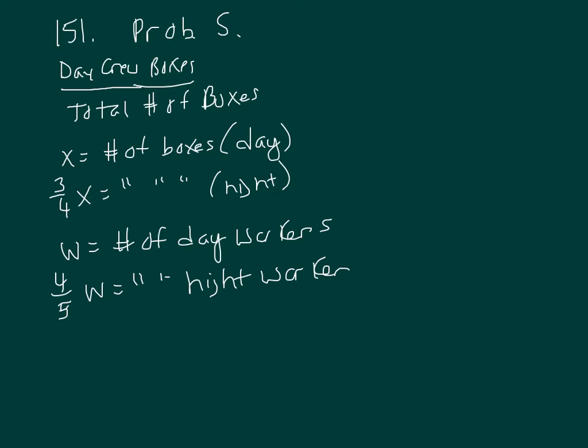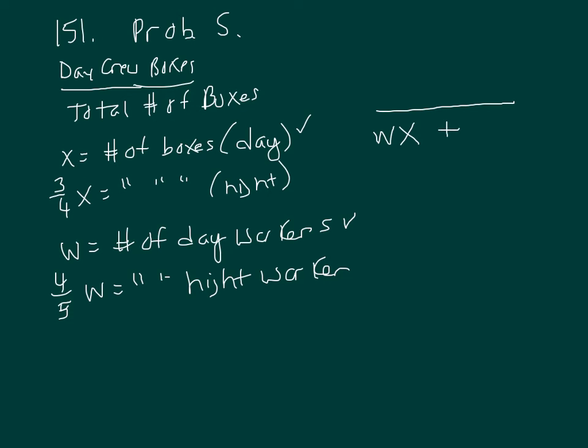So let's see here. Let's go ahead and form our fraction, I believe. So I want the total number of boxes. Well, the total number of boxes will be day boxes plus night boxes. So how many day workers do I have? Day workers, I have W. And how many boxes do they do? Day does X. So WX for day.